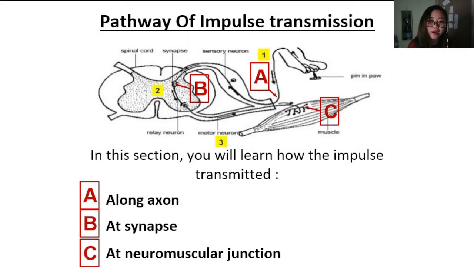When we talk about the pathway of impulse transmission, you'll learn that impulse is transmitted along different parts of the neuron. So impulse can be transmitted along the axon of the neuron. It can be transmitted across a synapse. So yang B itu adalah daripada neuron pertama kepada neuron kedua. And the third pathway of impulse transmission, which is C, is at neuromuscular junction. So yang kita belajar dalam 10.1 ini adalah pathway A, impulse transmission along the axon.